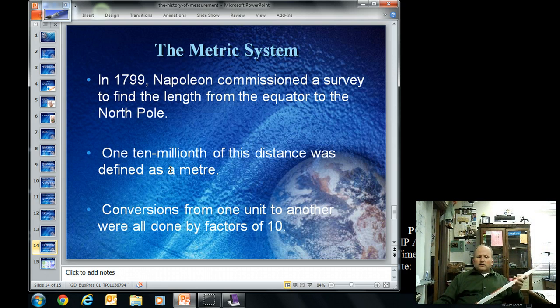The nice thing about that system is we can convert by simply moving decimal points. And I will show you how to do that in a future video, but for now, we will just keep it at everything is divisible by 10. We don't have to remember 3 feet in a yard, 12 inches in a foot. We don't have to remember all those numbers. All we need to know is how to go from one to another.